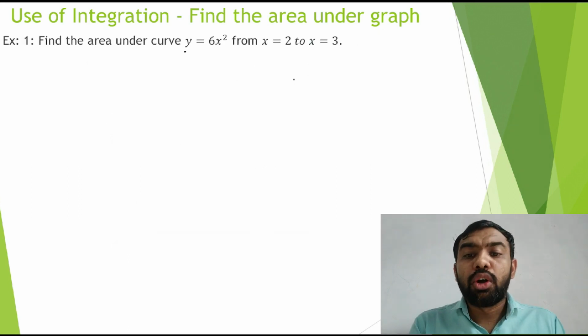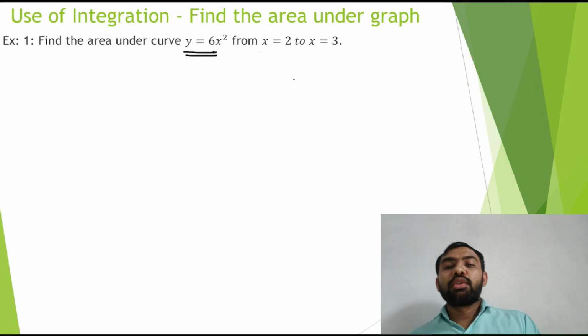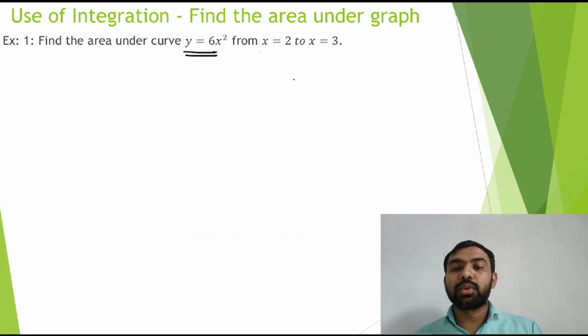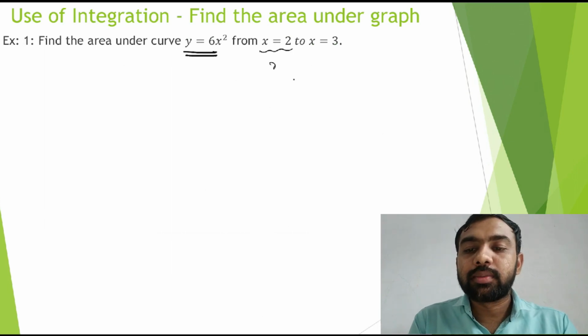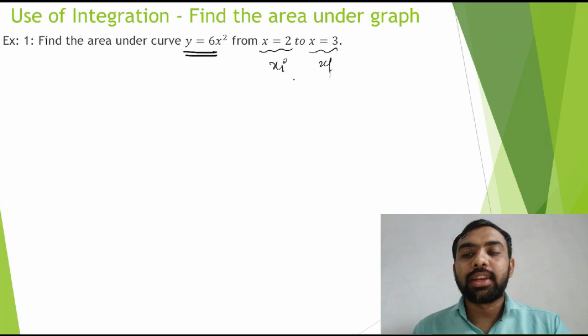Find the area under the curve y is equal to 6x square from x is equal to 2 to x is equal to 3. So this is the initial limit, and this is the final limit.